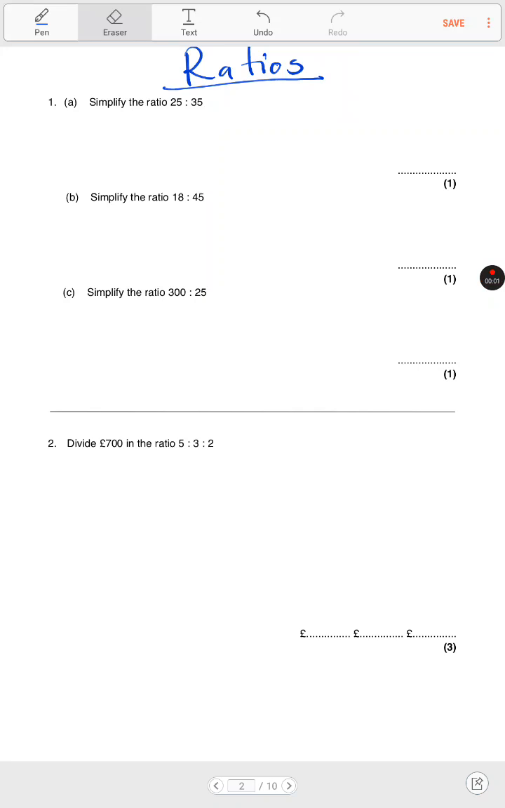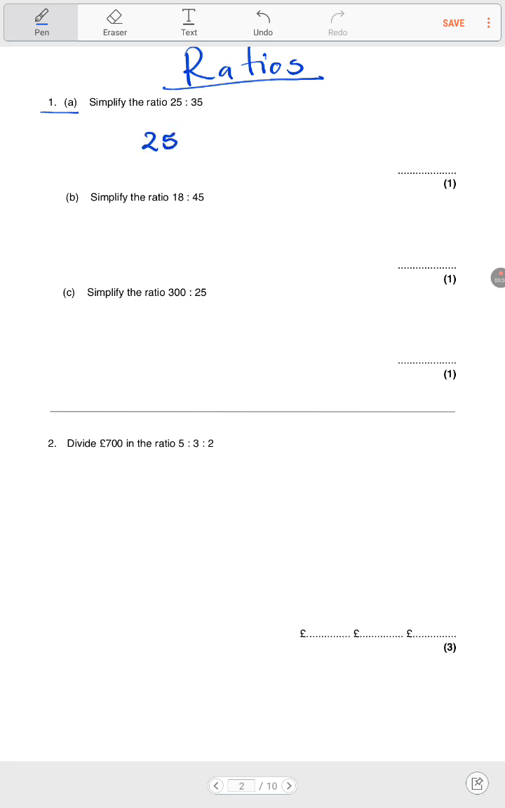Welcome to today's lesson. In today's lesson, we're going to be looking at ratios. Just like fractions, ratios can also be simplified, or expressed in their simplest form. On the screen, we have question 1a, which says, simplify the ratio 25 is to 35.